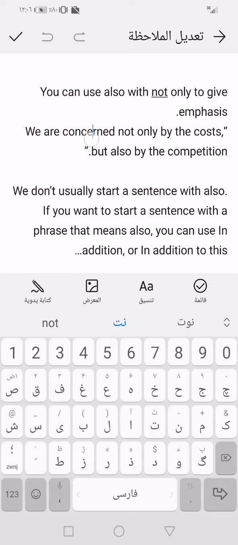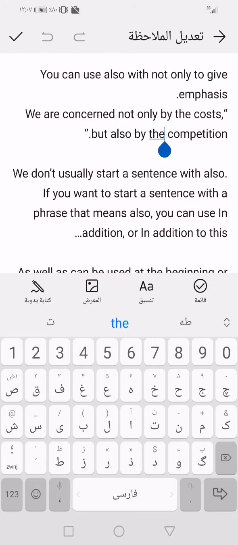We are concerned not only by the cost but also by the competition.